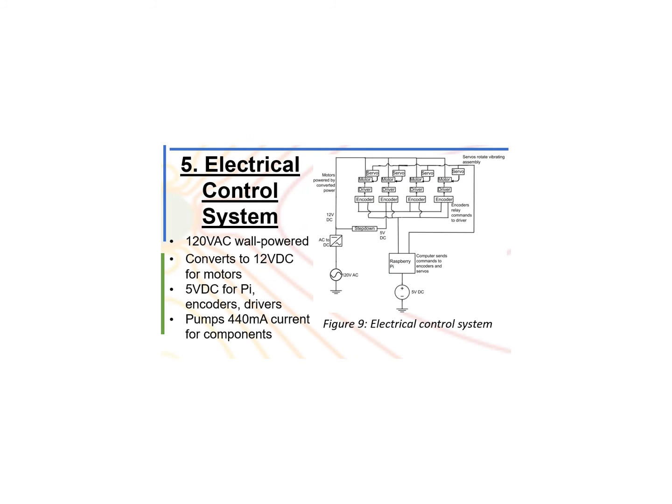We are using 120 volts AC from a wall outlet and converting it to 12 volts DC for the motors. We are then stepping down the 12 volts DC to 5 volts DC for all logic level electronics. The estimated amperage should be around 440 milliamps.